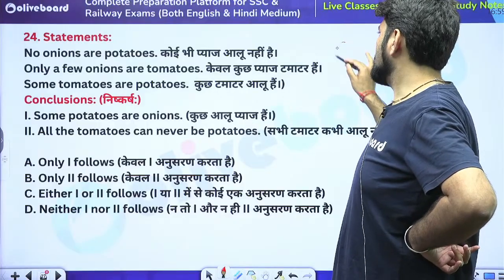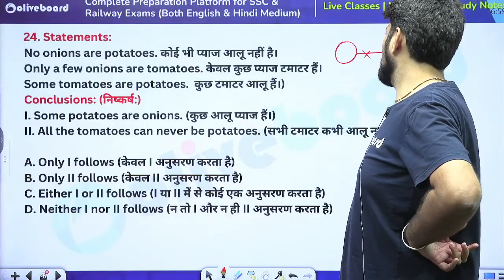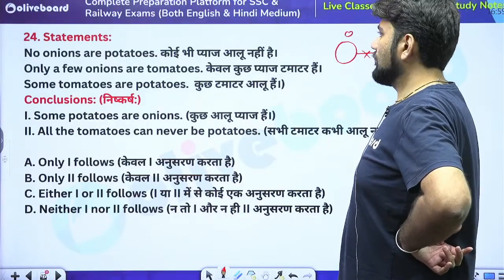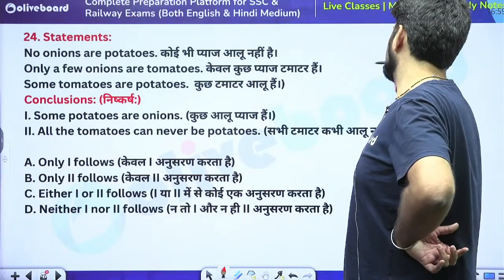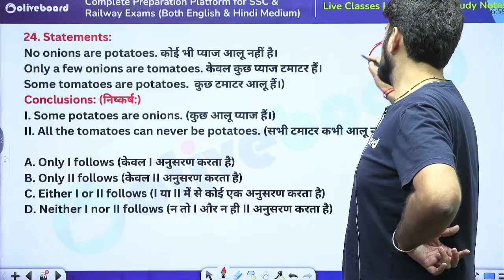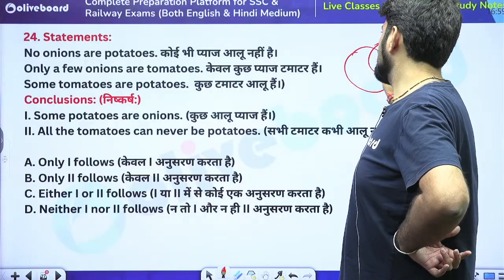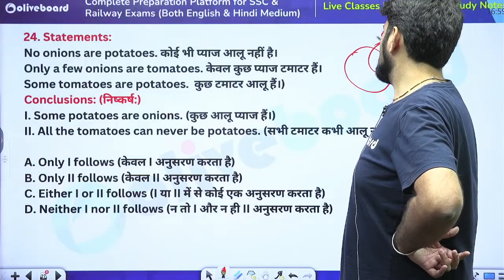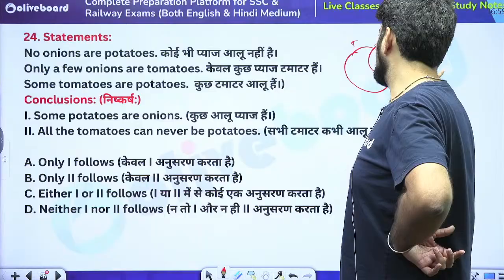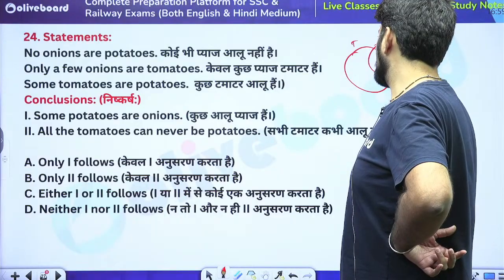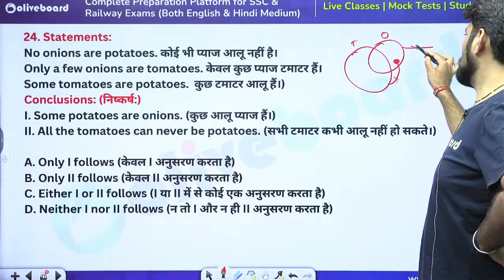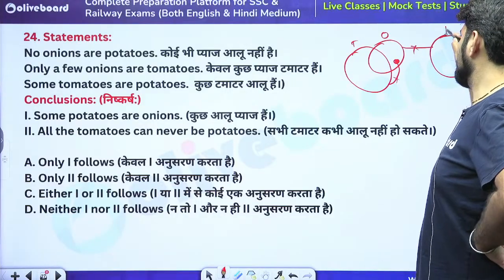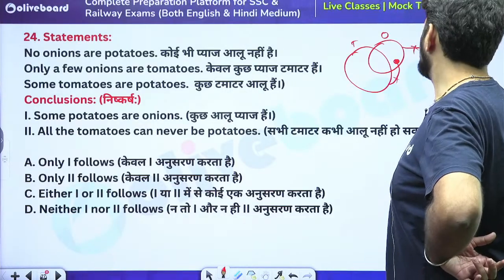So no onions are potatoes. Only a few onions are tomatoes. Okay, this is interesting. Only a few onions are tomatoes. That means some onions are tomatoes, some onions are not tomatoes. And no onions are potatoes. So onions and potatoes are also restricted. And some tomatoes are potatoes.